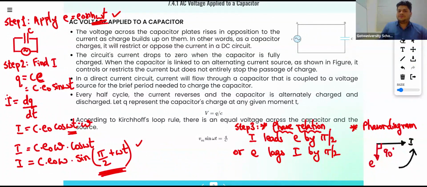Now next one, we have phase relation, we have phasor diagram. Then what is the next one? Next is our graph. How about the graph?